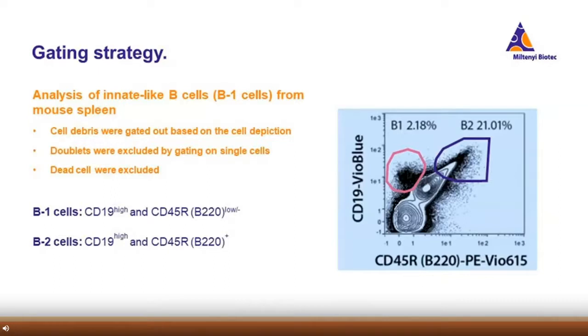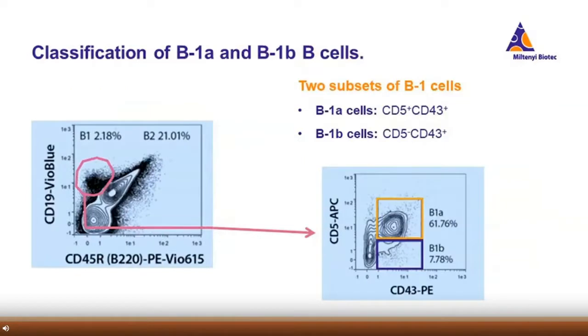So the B1 cells, this gate here in pink, are CD19 high and CD45 receptor low to negative. That's why it appears here. And then we also have the B2 cell gate, which is also about 21% of the B cells, which is CD19 high and CD45 receptor positive. So these are the two gates you can get with the B1 panel, but as it is the B1 panel, we want to look closer, of course, into the B1 cells.